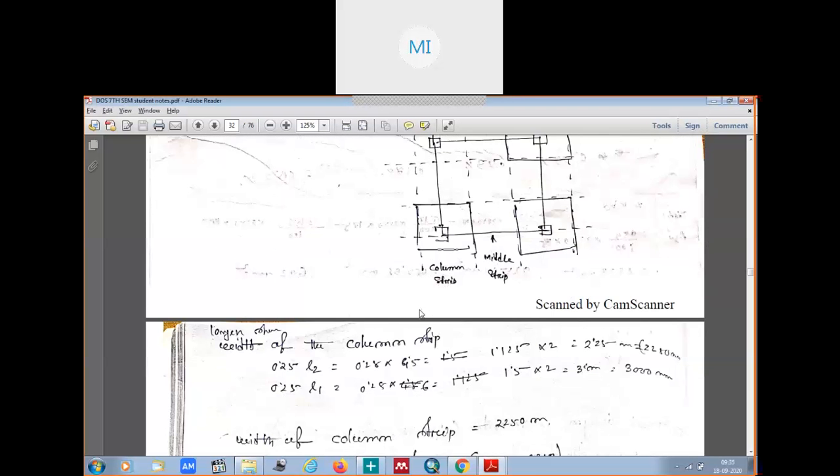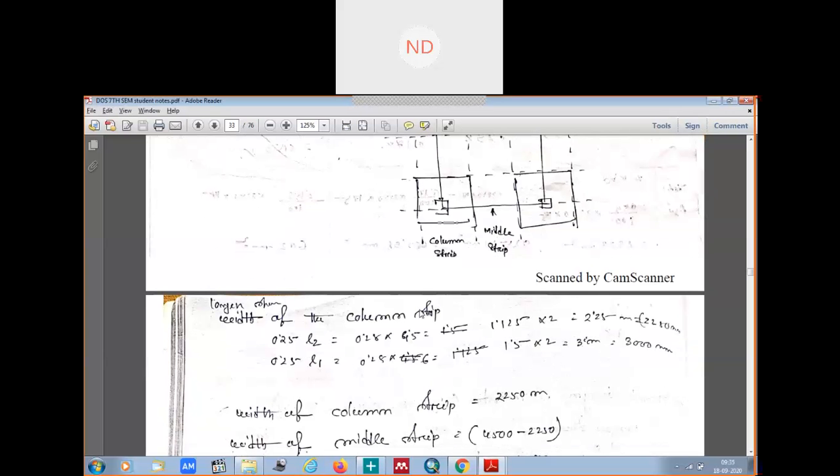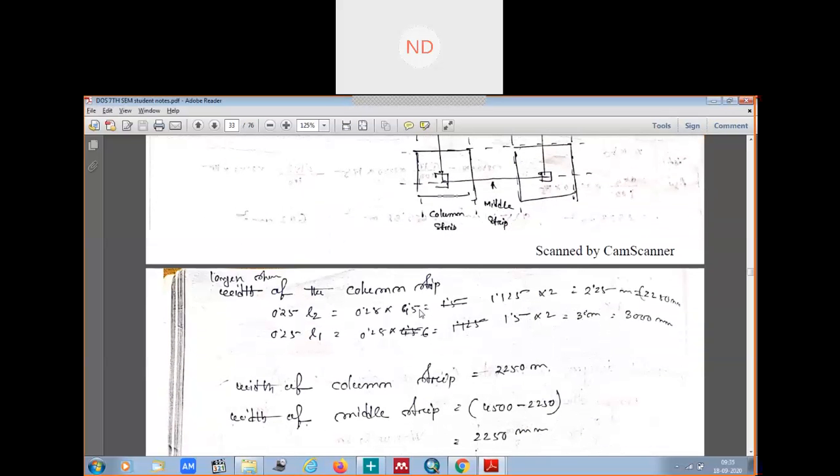So, what is now the width of the column strip? We know now from this we got the smaller of these two, 2250. Now, the width of the middle strip along the long direction, around this direction, what is the width of the middle strip?